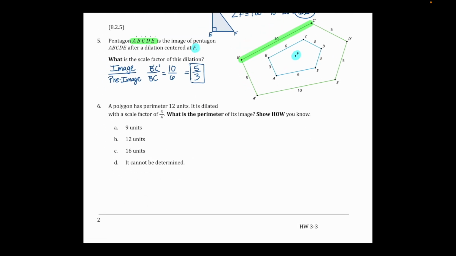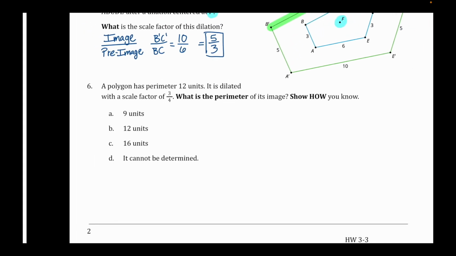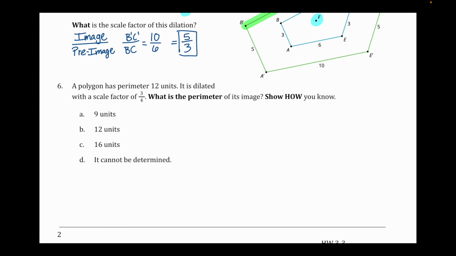Okay, let's look at question 6. So a polygon has a perimeter of 12 units. It's dilated with a scale factor of 3/4. They want to know what is the perimeter of its image and show how you know. Well, first of all, this can definitely be determined. I see that answer down there of it cannot be determined. That is not correct. But if it has a perimeter of 12, that is a single dimension measurement.